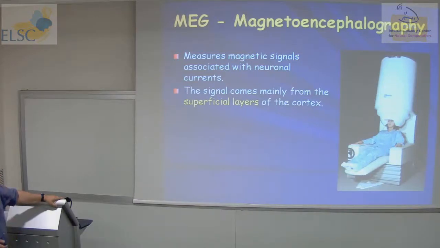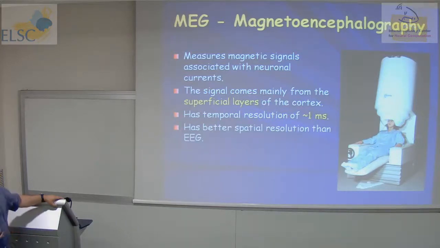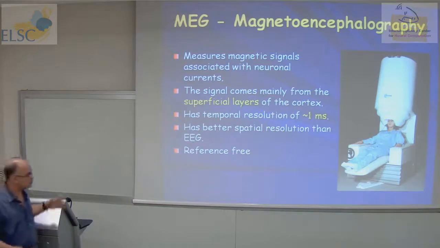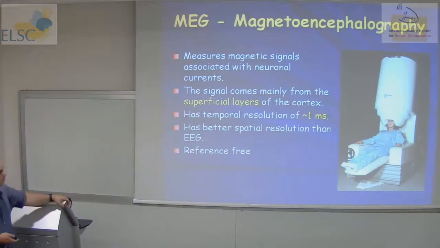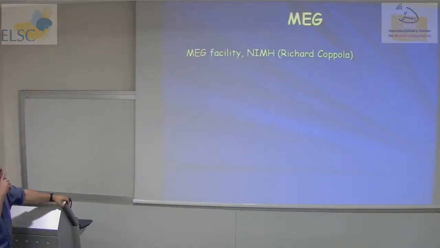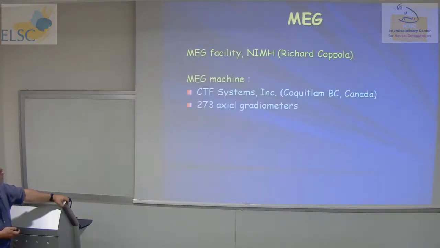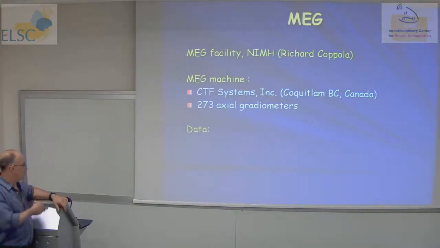Now, the main signal comes from the superficial layers of cortex. It's related to the geometry of the apical dendrites that are aligned. It has a temporal resolution similar to that of EEG. In general, although not always, better spatial resolution if you try to do source reconstruction, and it's reference-free. And another advantage is that you don't need to stick electrodes. You just put your head in, you raise the chair, and you start to record. So we have an MEG facility at the NIMH led by Richard Coppola. It's a Canadian machine, CTF, a very good machine, but they are bankrupt now. I won't get into more details.